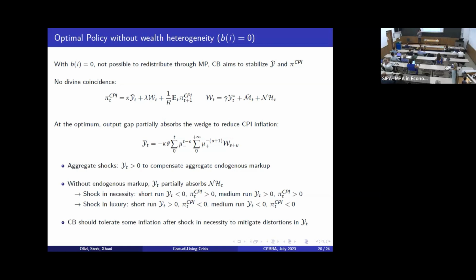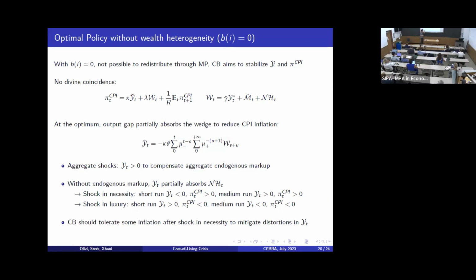It's minimizing distortion in the output gap and minimizing the distortion in the CPI index, because basically the CPI index weighs the size of sector, and you care about Calvo distortion in each sector according to their size. So it's not possible to both eliminate distortion in the CPI and in the output gap. So what you're going to do is have the output gap that partially absorbs the wage value that you have in the index.